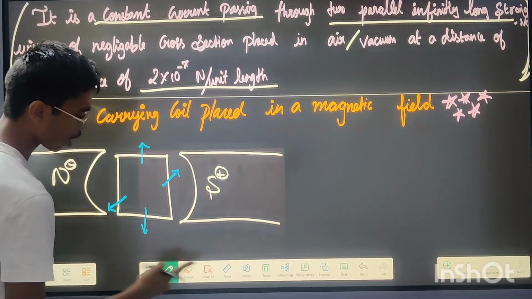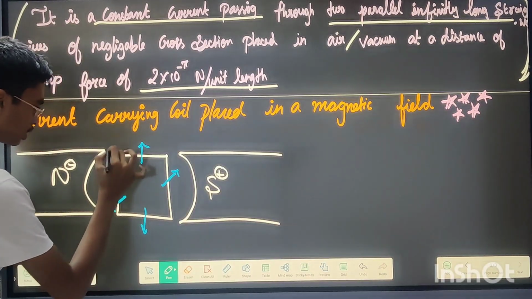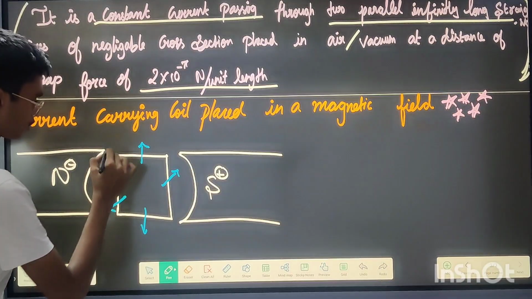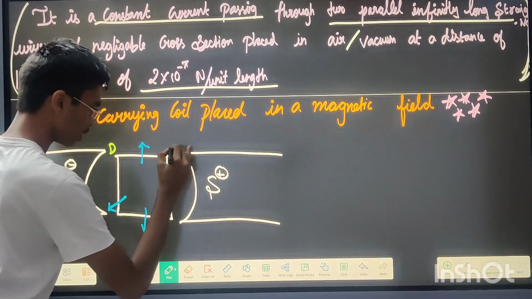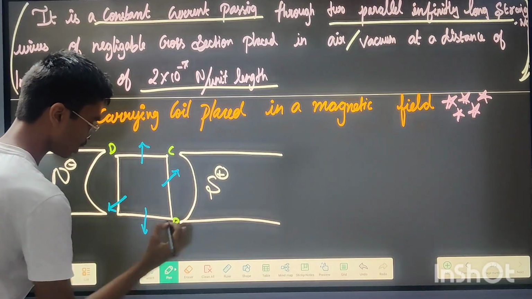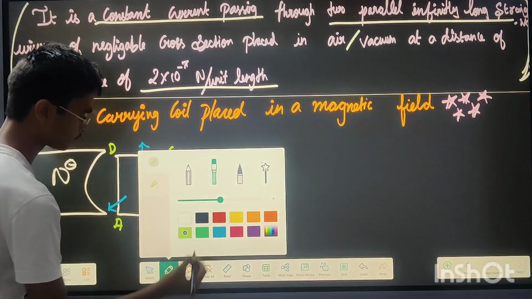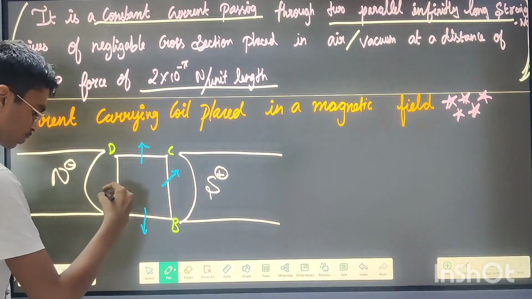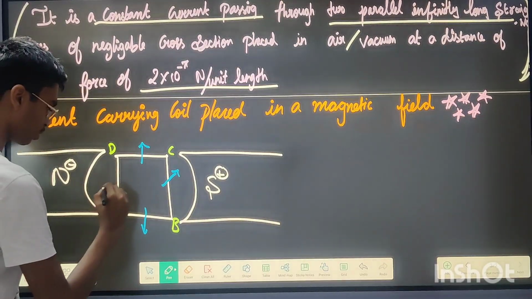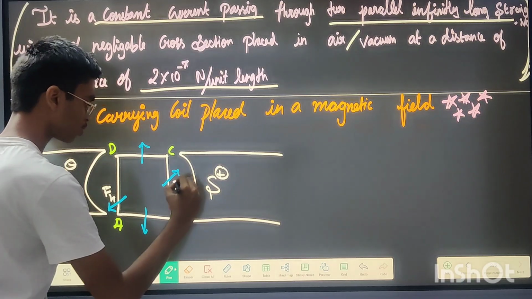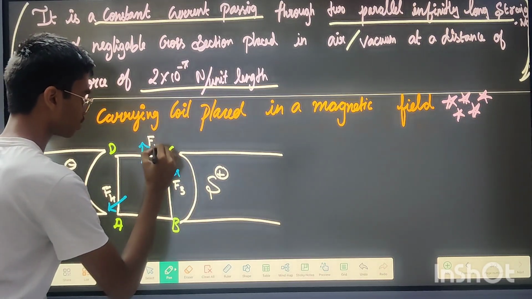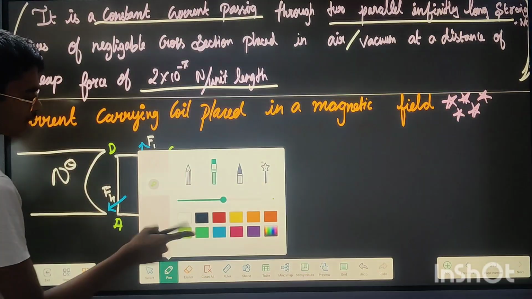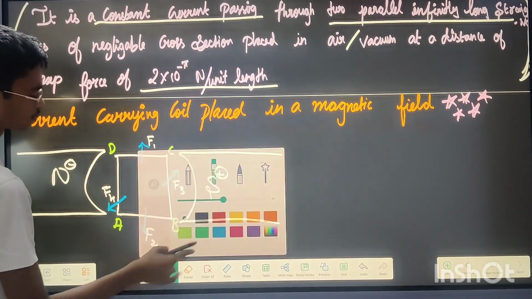Coming to the nomenclature, here it is D, here it is C, here it is B, here it is A. Let this one be F4, let this one be F3, let this one be F1, let this be F2.